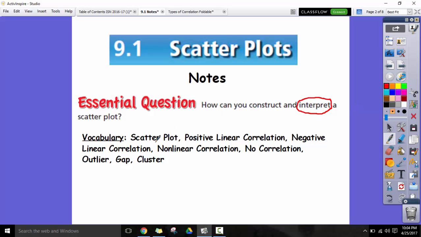So some vocabulary: scatter plot, positive linear correlation, negative linear correlation, nonlinear correlation, no correlation. We went over all of those in your foldable. And then outlier, gap, and cluster. These are all somewhat new. Outlier you've heard, but gap and cluster are new today. So pay special attention for when you hear the word gap and cluster so you can figure out what it means.